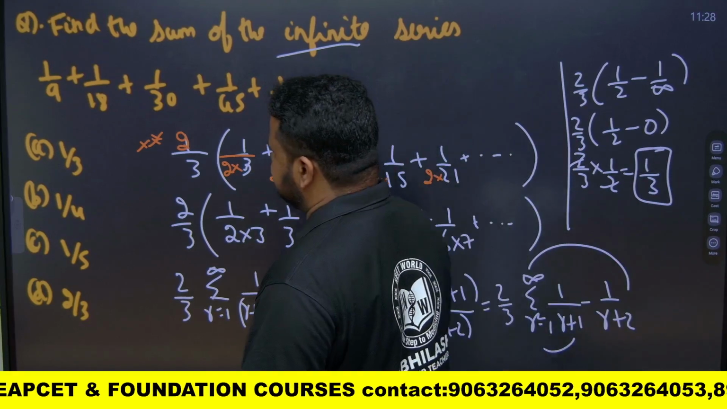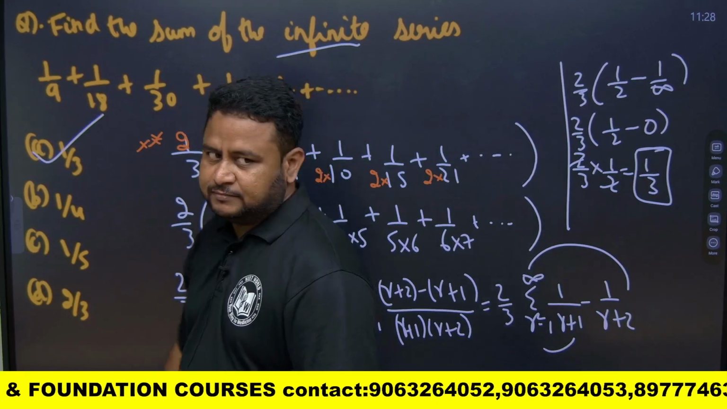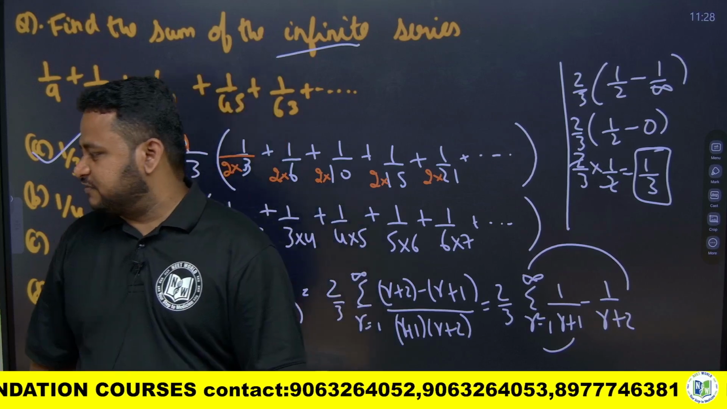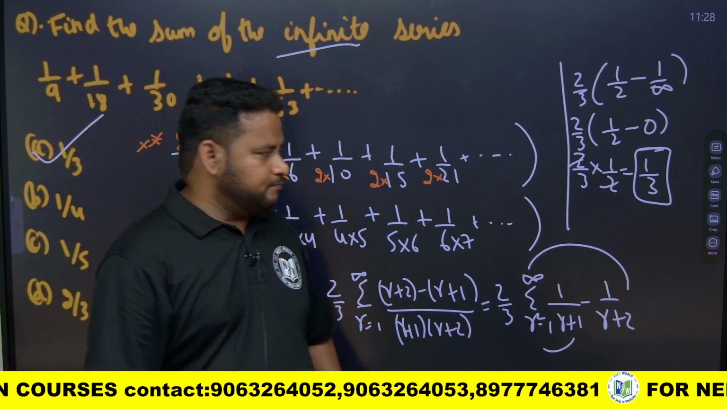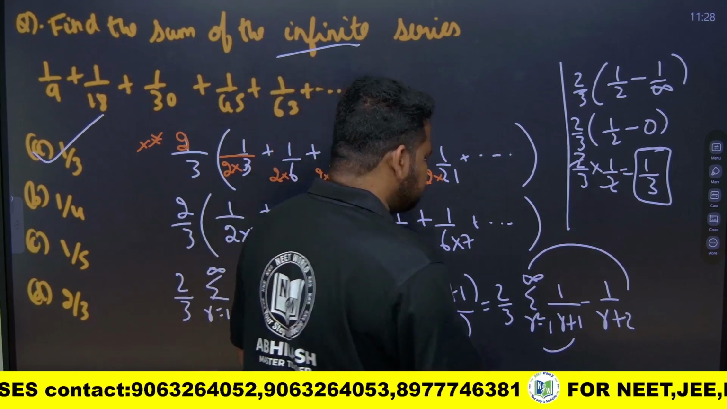So the answer to this question is 1 by 3, that is option A. Option A, 1 by 3 is the answer, friends. That's it about this question.